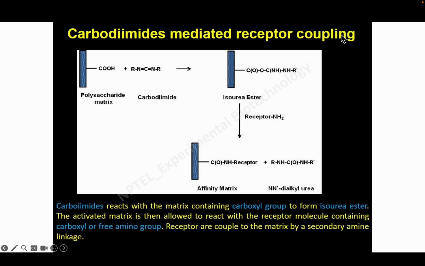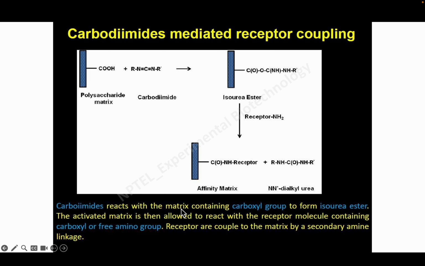Carbodiimide mediated receptor coupling. So here you have the polysaccharide matrix with COOH group and you have carbodiimide, R N double bond C double bond N R prime group. So now you have an isourea ester. Again the matrix is activated and you are adding receptor to it, and this is how you are making carbodiimide mediated receptor coupling.